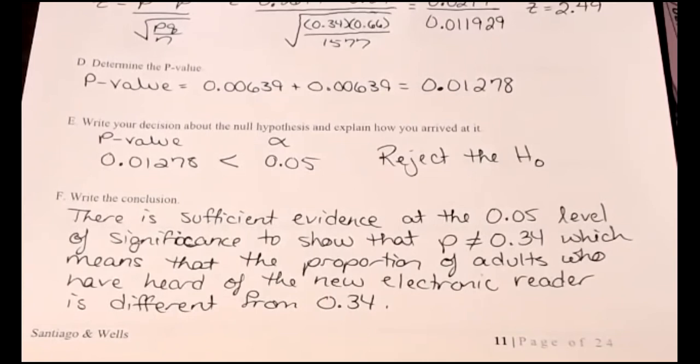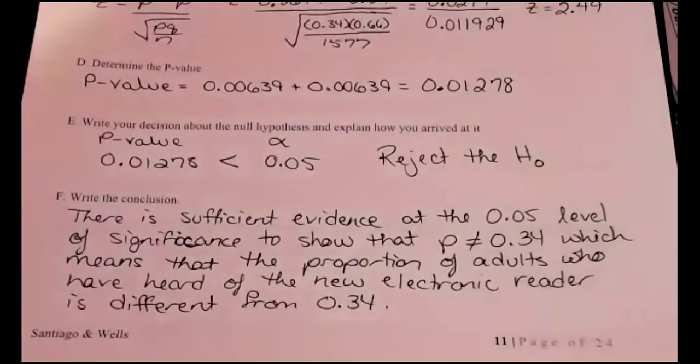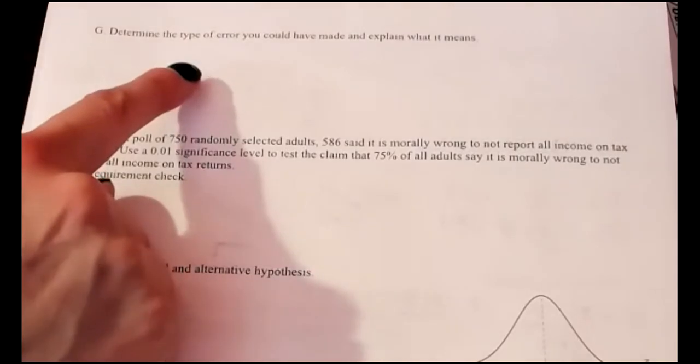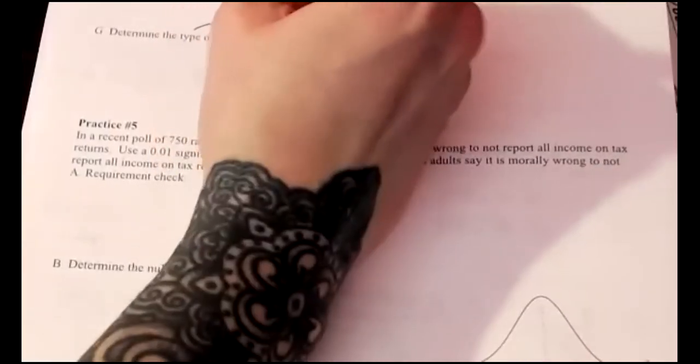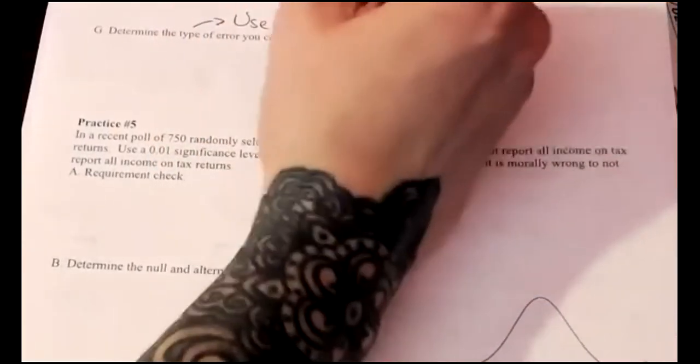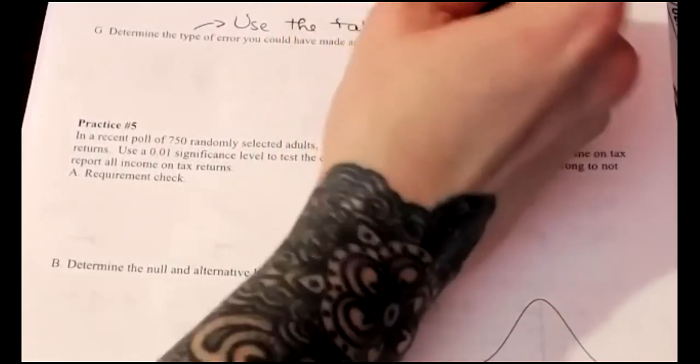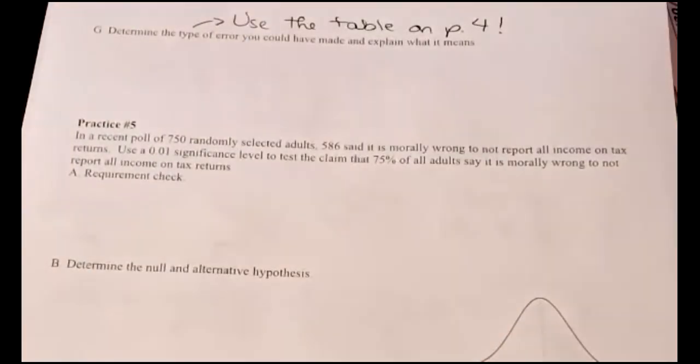Is it these notes that the chart is on? Man, what am I thinking? It is. Wow. Okay, so at the very beginning of this set of notes, I'm going to turn back. Here it is, page 4. So let me turn the page just so I can show you what we're about to do. Part G says, determine the type of error you could have made and explain what it means. So this is when we use the table on page 4 of these notes.